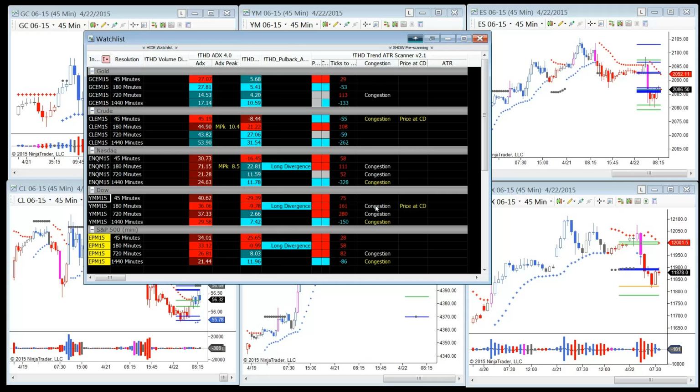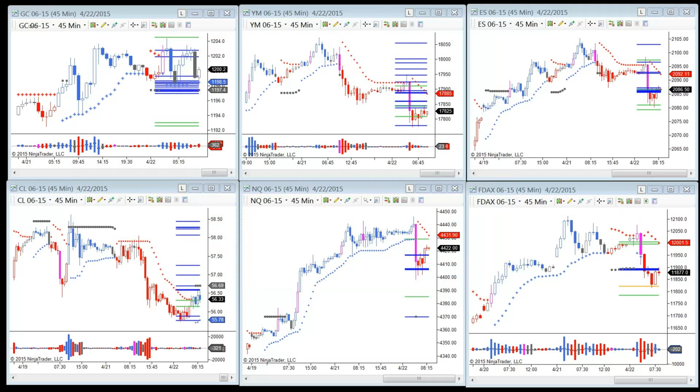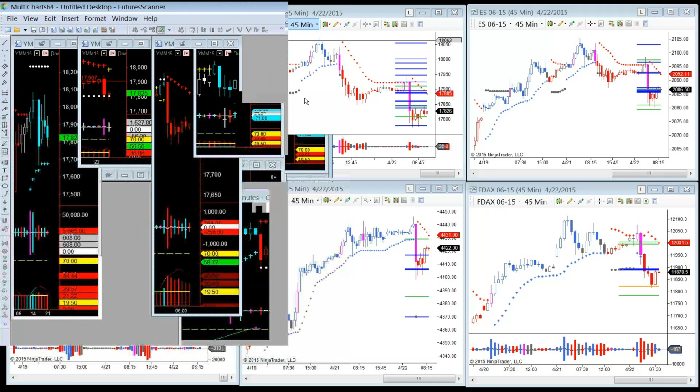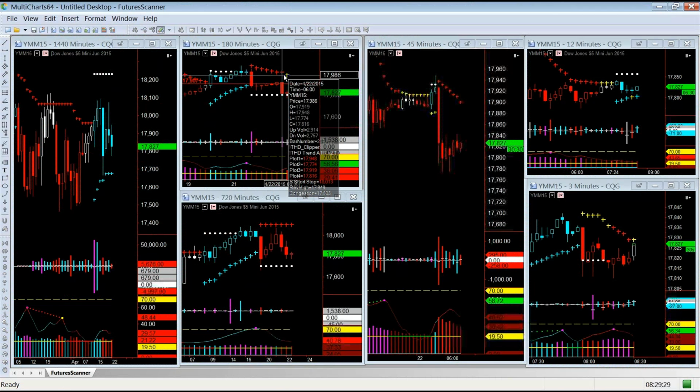On the Dow, we have congestion at the 45, the 180, and the 1440, and we're currently at the congestion dot on the 180. Then on the NASDAQ, we have congestion on the 180, 720, and the 1440. So that would be very substantial for looking at the markets this morning. All right, if we go and actually look at the Dow, and I'm going to bring over multi-charts for this. This is where I'm talking about. You're right at the congestion dot, so I'm anticipating the Dow to go up.